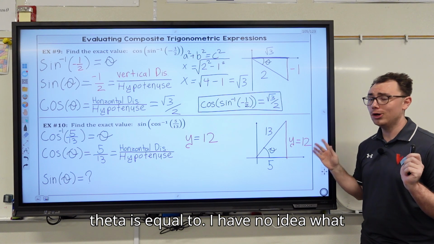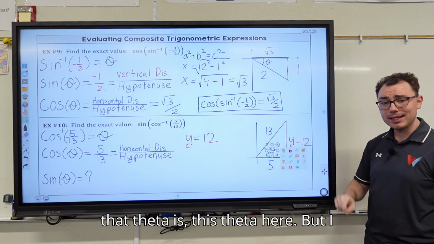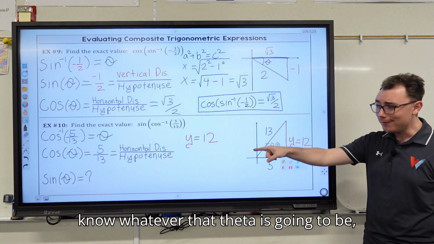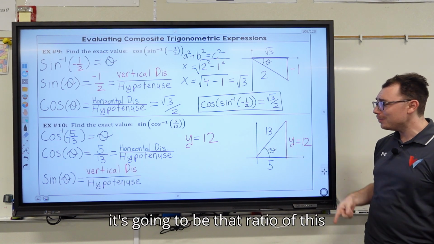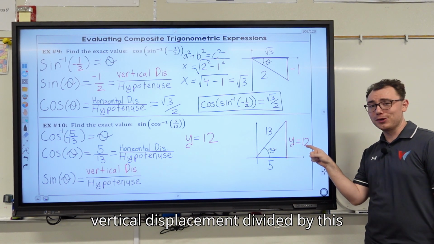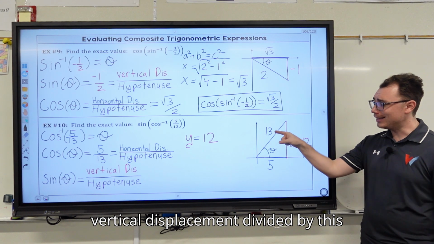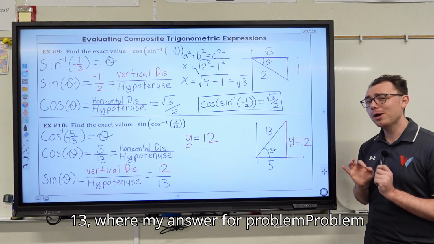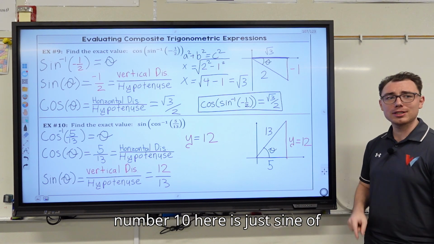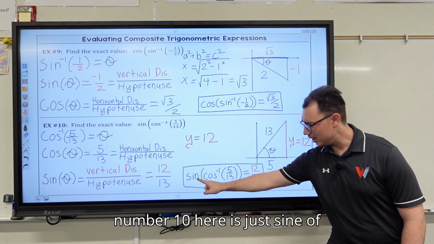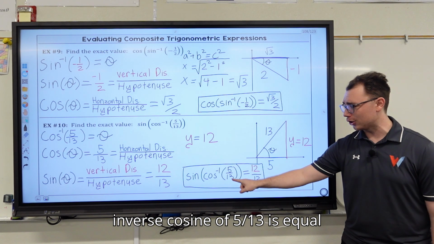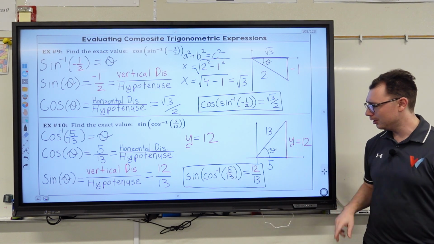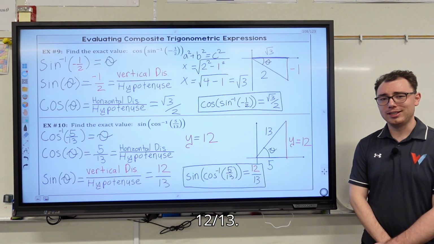I have no idea what that theta is, this theta here. But I know whatever that theta is going to be, it's going to be that ratio of this vertical displacement divided by this hypotenuse. So I can just write 12 over 13, where my answer for problem number 10 here is just sine of inverse cosine of 5 over 13 is equal to 12 over 13.